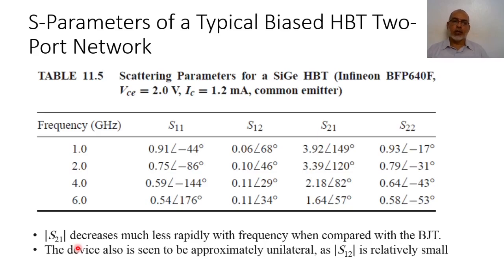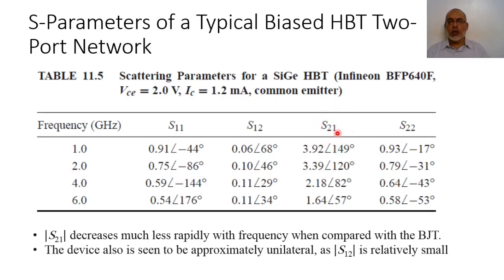As an example, for the S parameters of a typical heterojunction bipolar transistor, we have a silicon germanium heterojunction bipolar transistor by Infineon, the BFP640F, with collector-emitter voltage 2 volts and collector current 1.2 milliamperes. The corresponding S parameters at different frequencies from 1 to 6 GHz look like this. Once again, the input port and the output port are not matched, so we still need a matching network for the input and output ports.